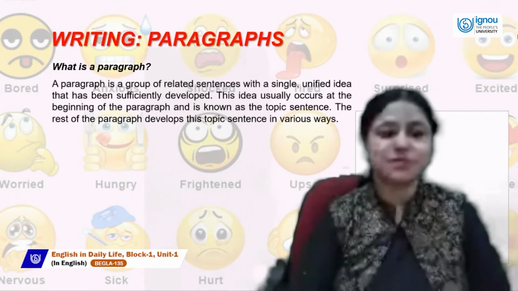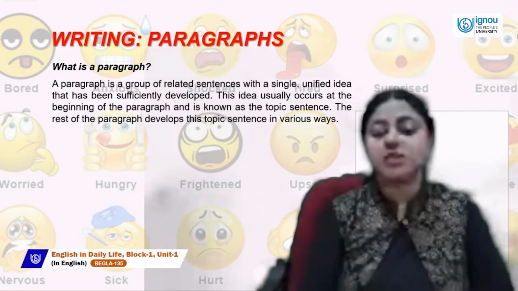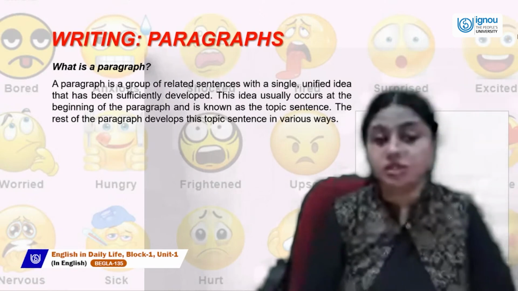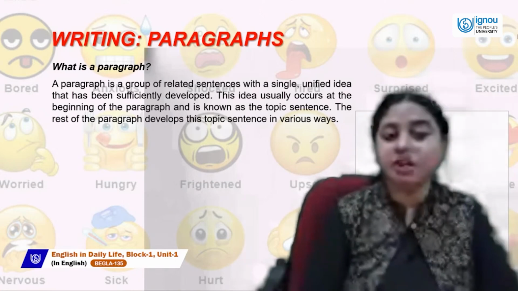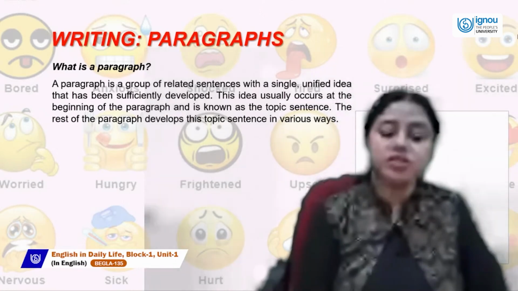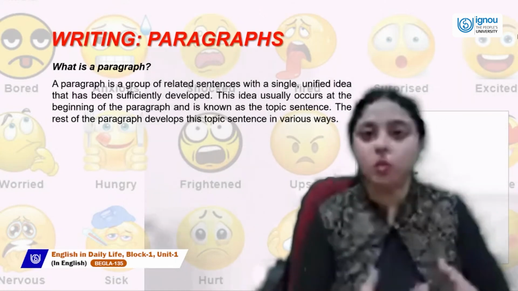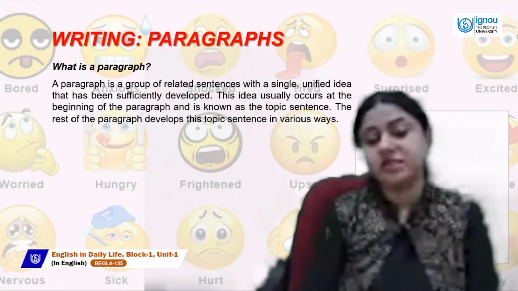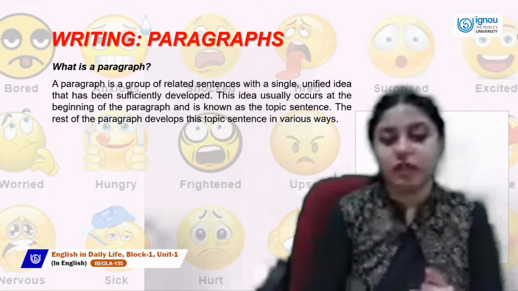Now, what is a paragraph? A paragraph is a group of related sentences with a single unified idea that has been sufficiently developed. This idea usually occurs at the beginning of the paragraph and is known as the topic sentence. The rest of the paragraph develops the topic sentence in various ways. So, what is a paragraph? A paragraph is a group of related sentences with a single unified idea that has been sufficiently developed.